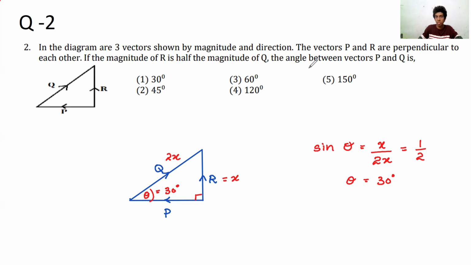They are asking for the angle between the vectors P and Q. So this is the angle between P and Q. So that is 180 degrees minus 30 degrees. That is 150 degrees. So the correct answer is number 5.